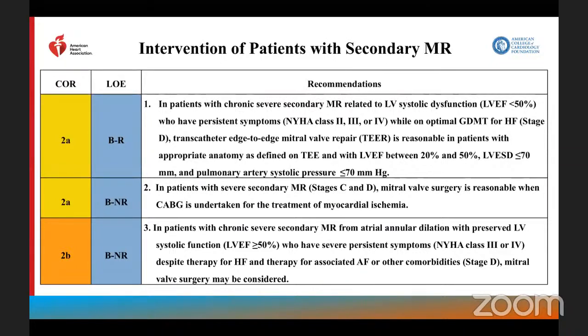In patients with severe secondary MR, stages C and D, mitral valve surgery is reasonable when CABG is undertaken for the treatment of myocardial ischemia. It's a class 2A. In patients with chronic severe secondary MR from atrial annular dilatation with preserved LV systolic function, equal to or more than 50%, who have severe persistent symptoms, NYHA class 3 or 4, despite therapy for heart failure and therapy for associated atrial fibrillation or other comorbidities, mitral valve surgery may be considered as a class 2B.